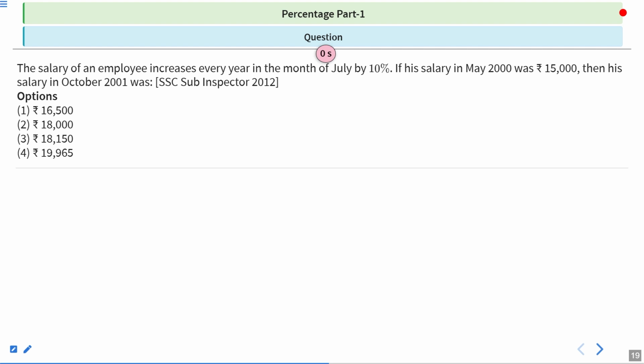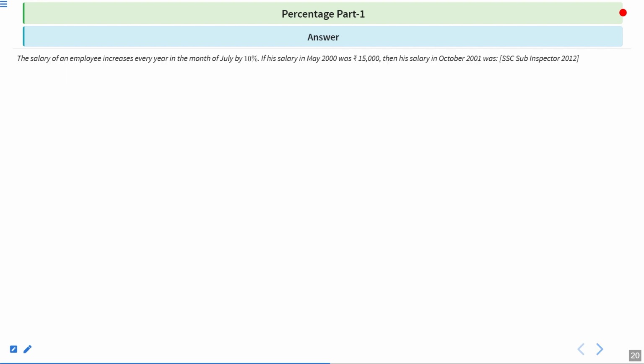Now time's up. Let's see the solution of this question. So first we understand the question. Question says that the salary of the employee increases every year in the month of July by 10%. If his salary in May 2000 was 15,000, then his salary in October 2001 was. So the correct answer of this question is third, which is 18,150. Now see the detailed solution.